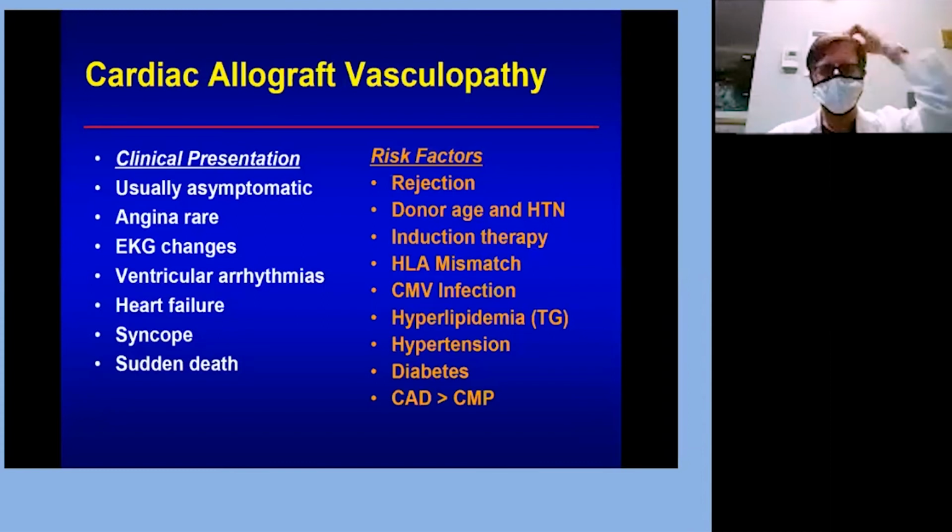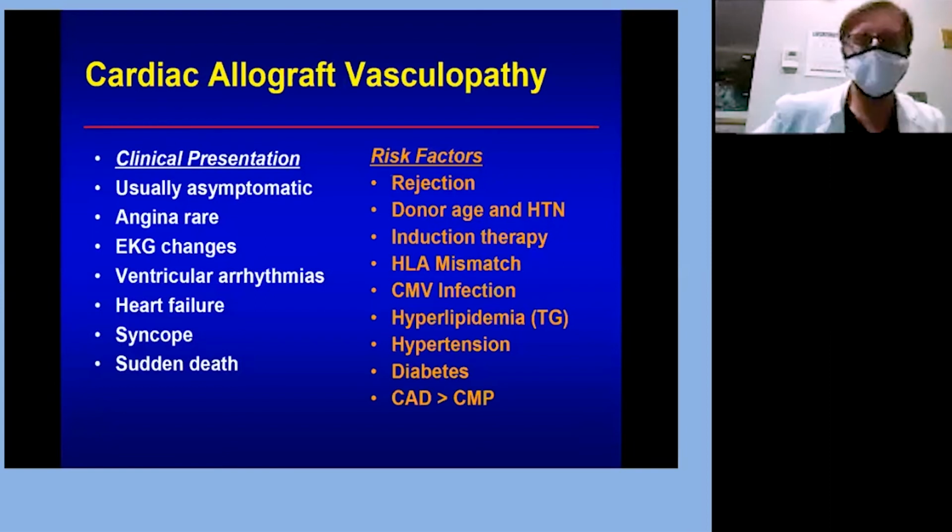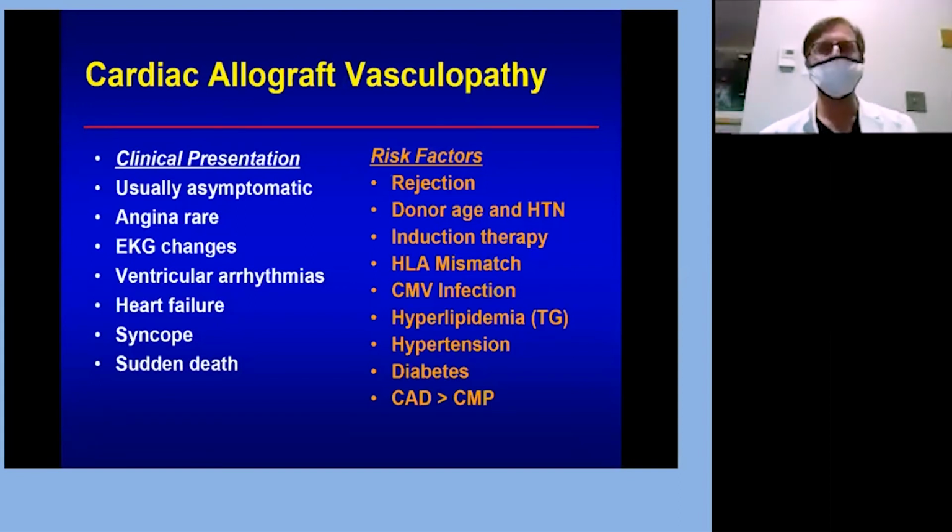And these are the known risk factors for developing CAV. Some are the traditional risk factors, but a lot of these are donor specific in terms of donor age and donor hypertension. The more HLA mismatches, the more CMV infection you have, and the more episodes of rejection. So it's really important that we try to minimize rejection and CMV infection in these patients long term.